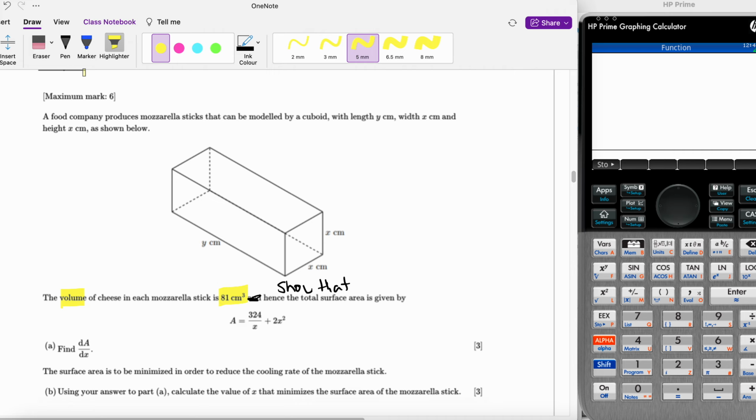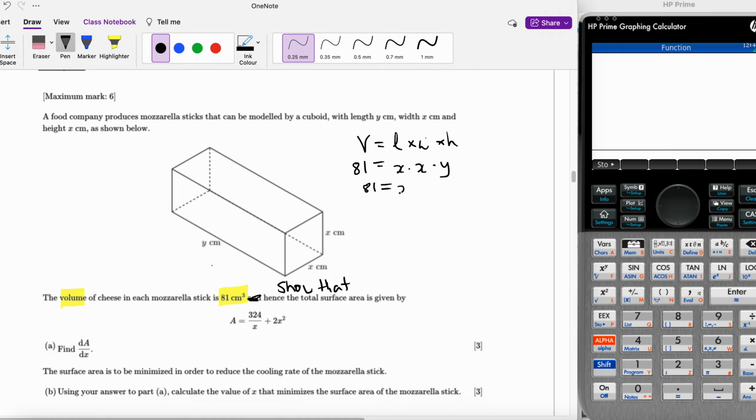The first thing that we're given here is that the volume of this cuboid is 81. So that's going to be our helper function. If you look in your formula booklet, the volume is length times width times height. Let's put it in the context of our variable. So that's going to be x times x times y, and we know that the volume is 81. So you're going to have 81 is equal to x squared y. This is your constraint function. This is your helper.